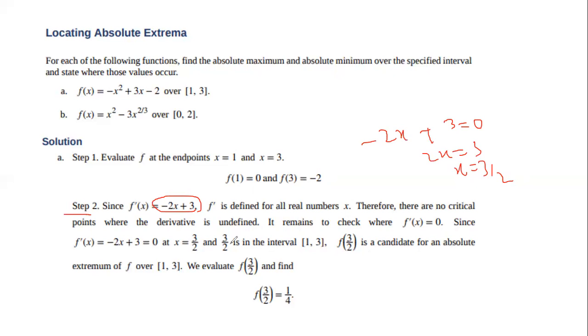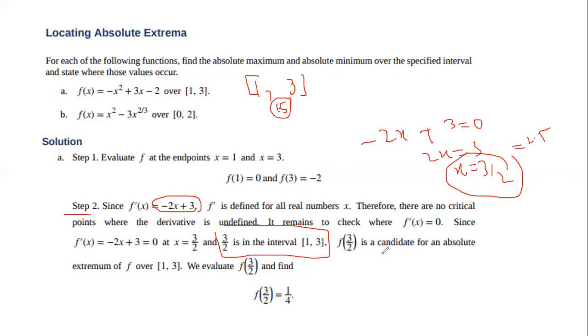Okay, 3 upon 2 is in the interval from 1 to 3. So these are my endpoints, 1 and 3, and after differentiating and setting the derivative equal to 0, my x value is 3 upon 2. So 3 upon 2 is within my range. 3 upon 2 means 1.5, and my interval starts from 1 and ends at 3, so 1.5 is within this range. So 3 upon 2 is a candidate for an absolute extremum.